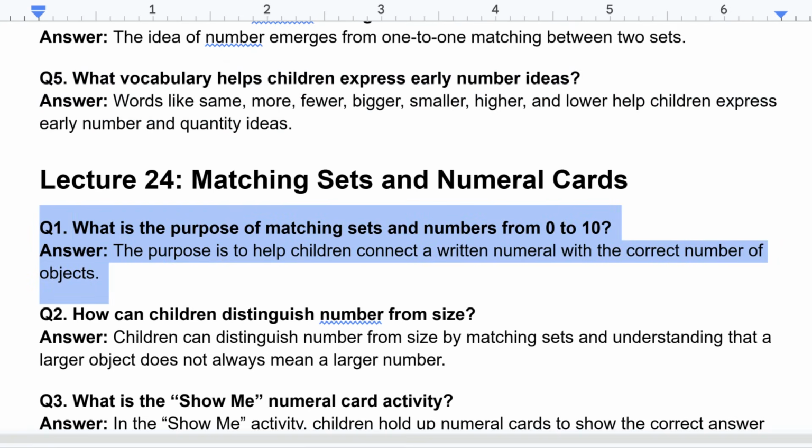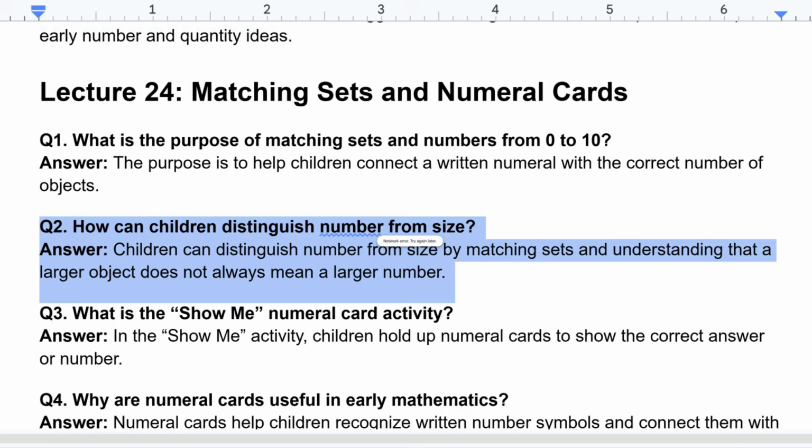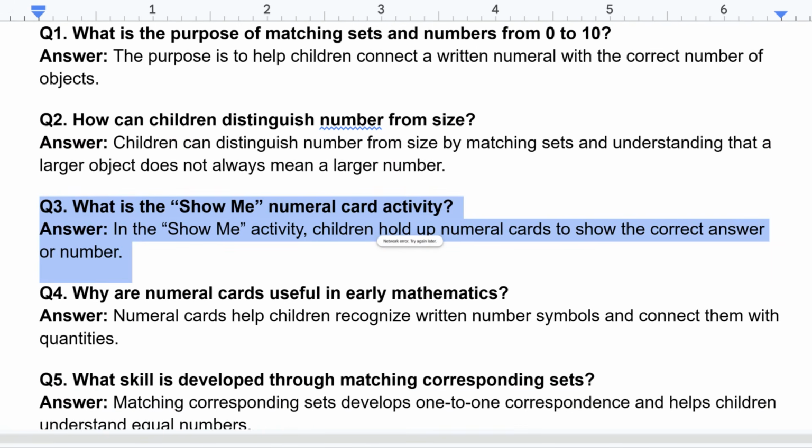What is the purpose of matching sets and numbers from 0 to 10? The purpose of matching sets is to help children connect a written numeral with the correct number of objects. How can children distinguish number from size? Children can distinguish number from size by matching sets and understanding that a larger object does not always mean a larger number. What is the Show Me numeral card activity? In the Show Me activity, children hold up a numeral card to show the correct answer or number.